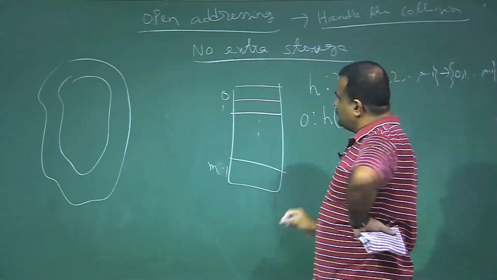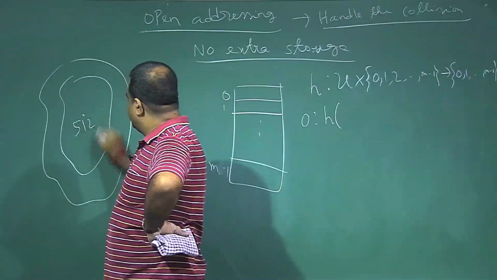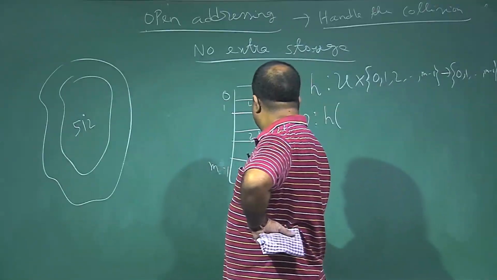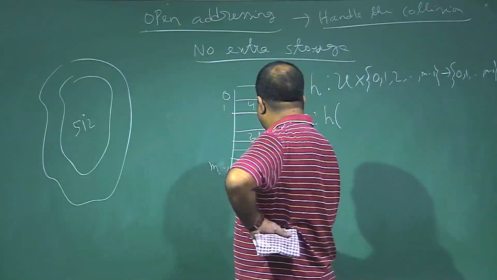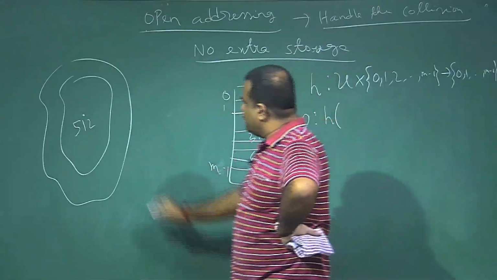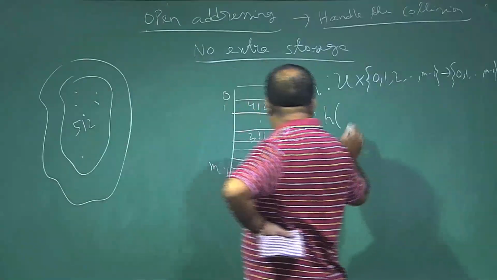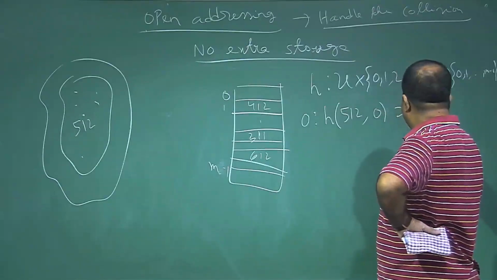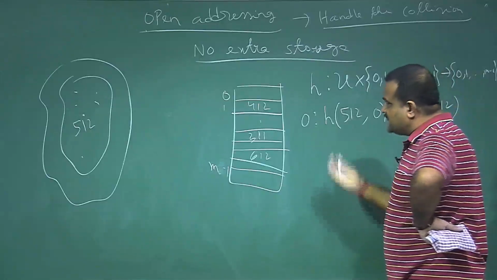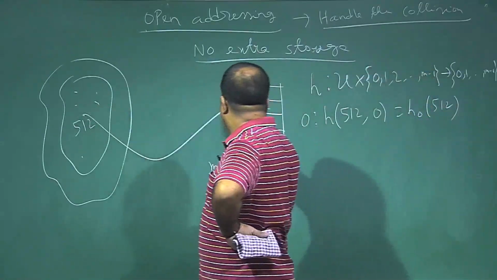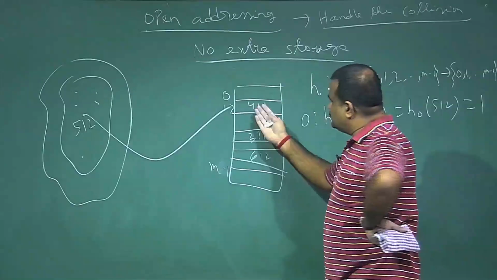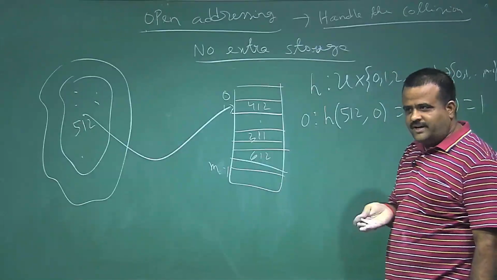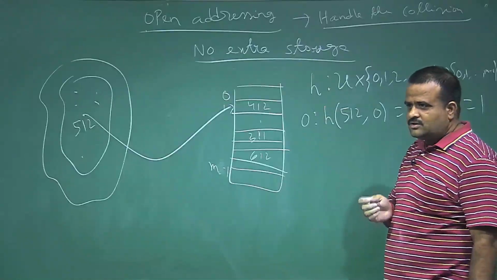Suppose we want to insert the key 512, and the table already has some keys, like 311 and 612. For the first probe, we compute H0 of 512. Suppose it hits slot 1. This is not empty, it is occupied, so we cannot put it there. We have to go for the next hash function, the next probe.